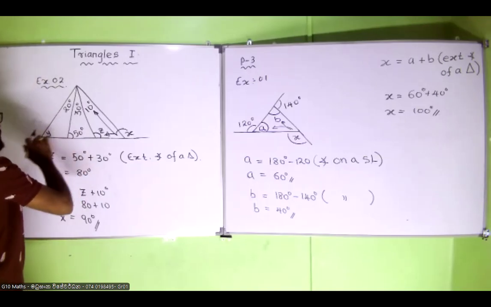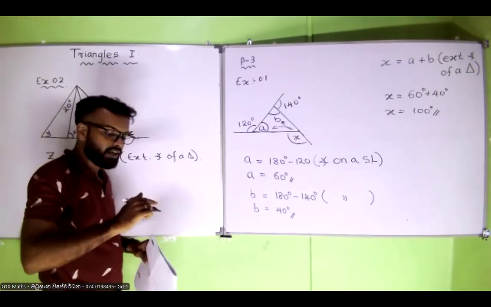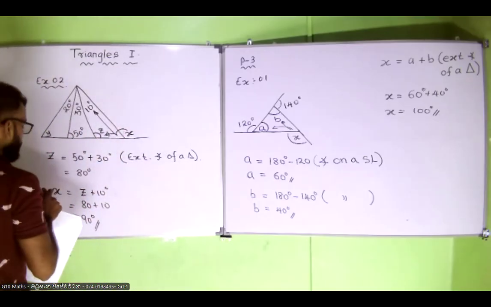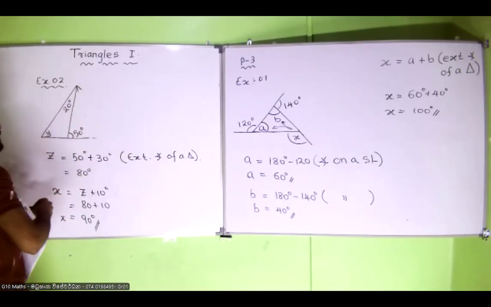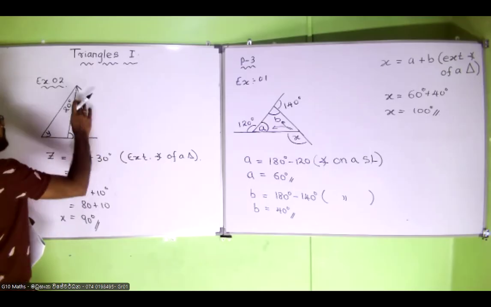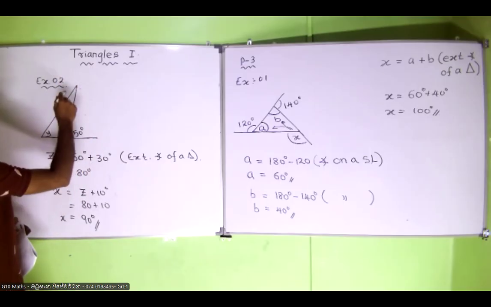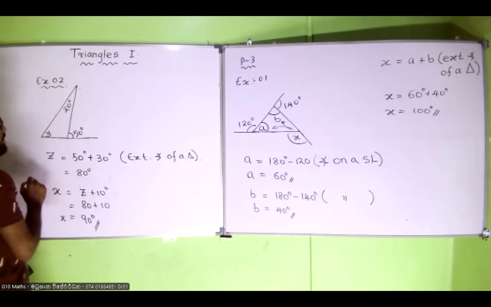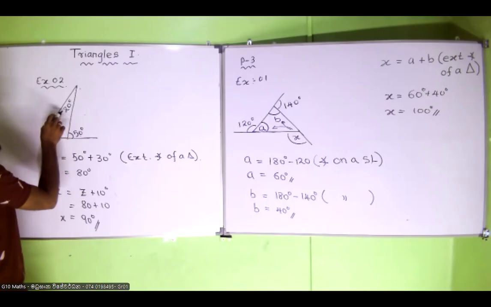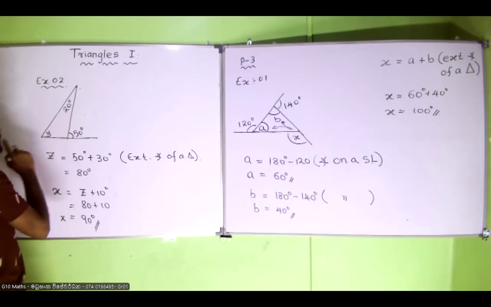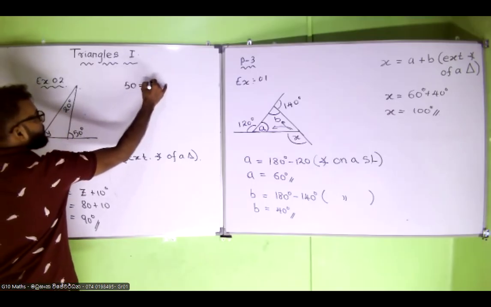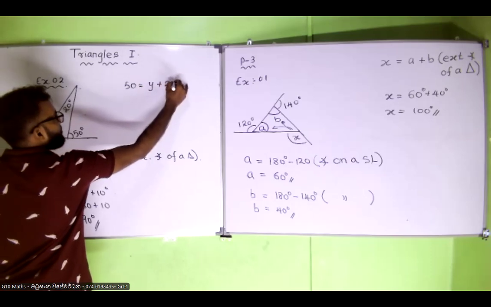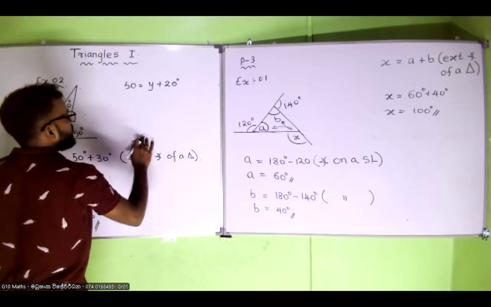Then I am going to find Y. I can find Y easily. If you forget all the things here, you have a triangle, and this side has been produced. Exterior angle is 50. One of the two interior angles is 20, the other is y. So directly you can write 50 equals y plus 20.